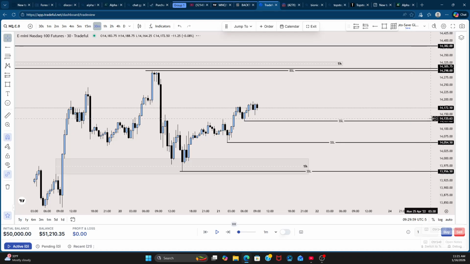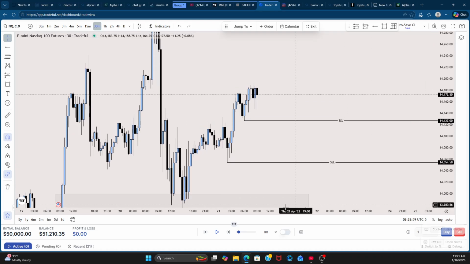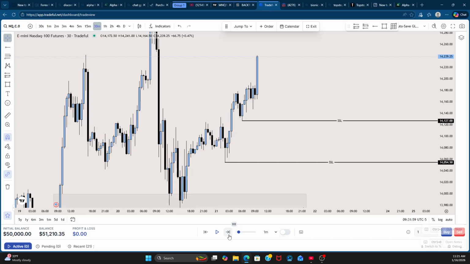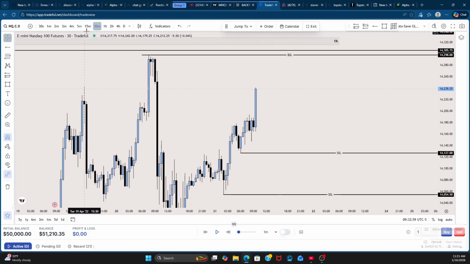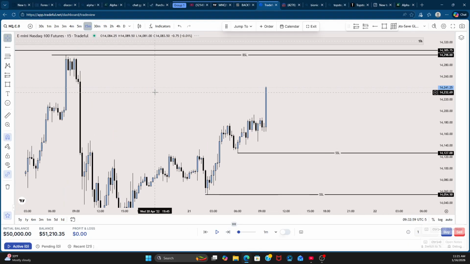30-minute. We're going to wait for price to open up. Coming up into this 30-minute and into this 15-minute. I'm assuming this is accumulation, manipulation. We're going to respect this, or we're going to sweep.